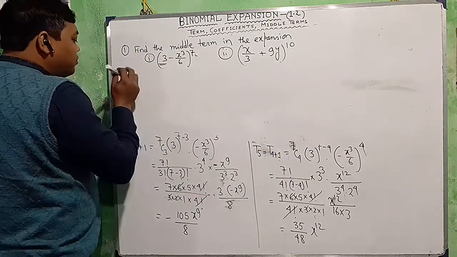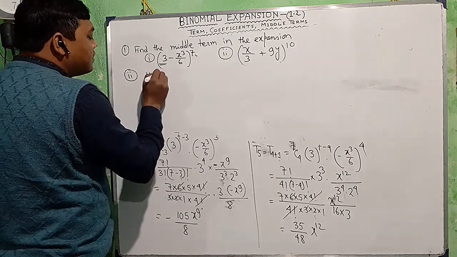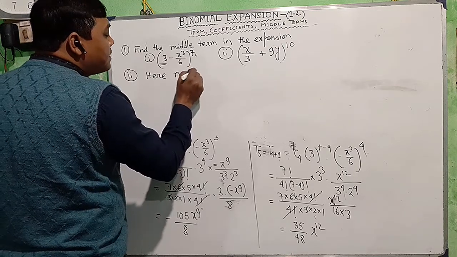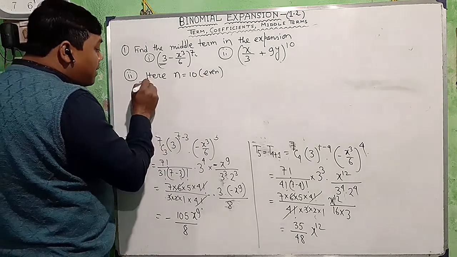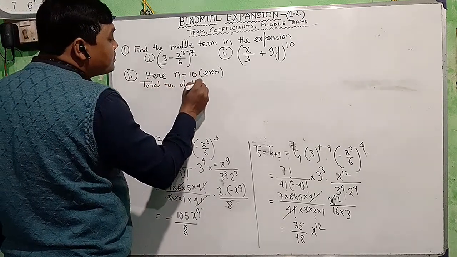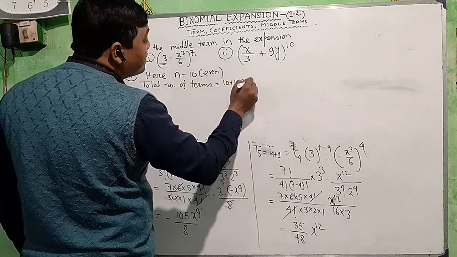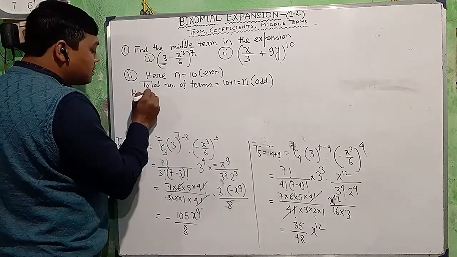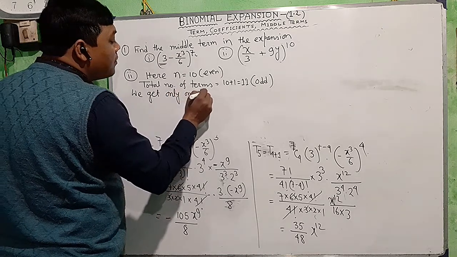Problem number 2. If here the index is n equals 10, that is even, I have mentioned here. So the total number of terms is 10 plus 1, that is 11. So that gives odd. So we get only one middle term.